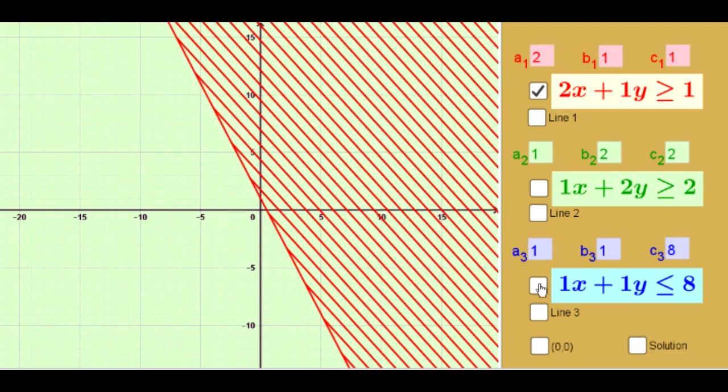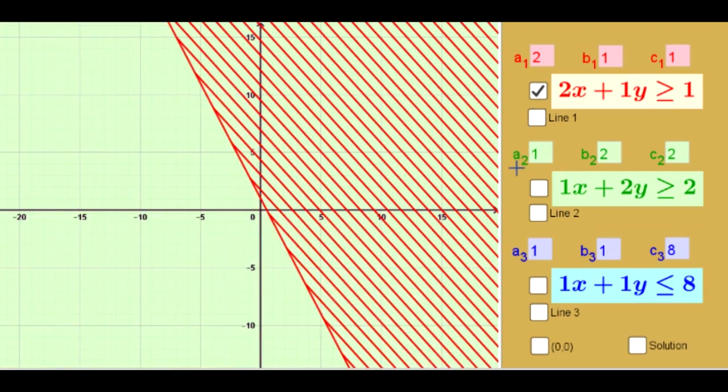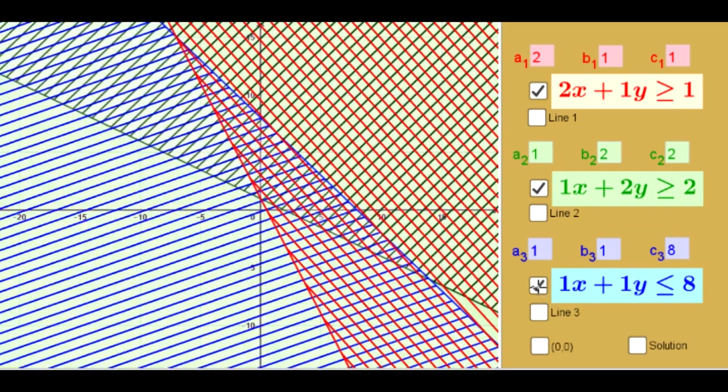If the problem is for the first and third inequalities, we get the solution as the red and blue shaded region, that is, the region which contains both red and blue color. If the problem is for all three inequalities, first, second and third, then the solution is the region which contains red, green and blue, all three shades. That region is called the solution. Now you see the solution is highlighted as a triangle.